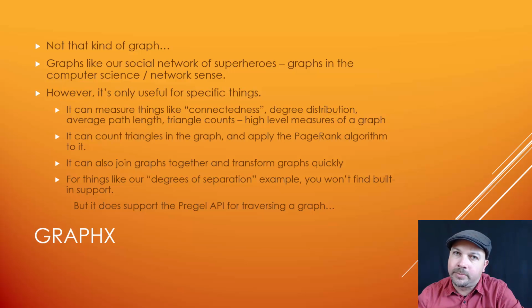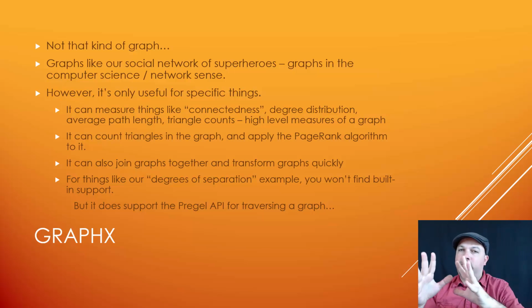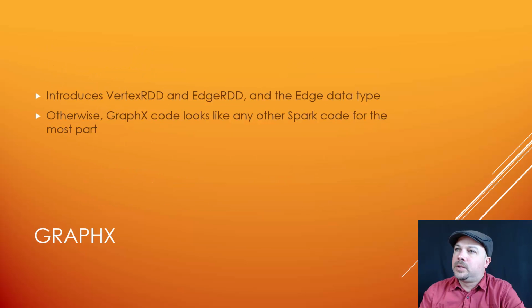We'll talk about that more in a little bit, but it's basically an algorithm that you can apply to a graph that defines how you iterate through it and branch out as you explore a graph in any way that you want to. So like I said, it introduces a couple of new data types, the vertex RDD, the edge RDD, and a vertex and an edge.